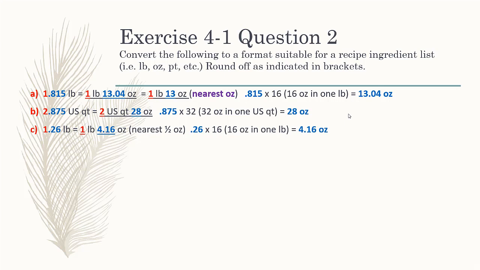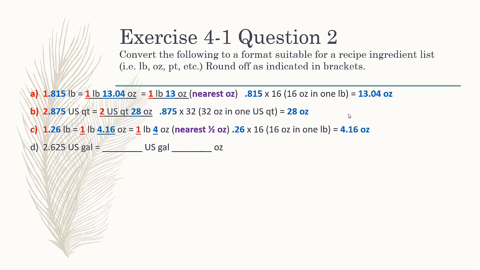We need to round that off to the nearest half ounce. And again, using whatever trick you want, it's either going to be 4 ounces or 4.5 ounces. So 4 or 4.5. Well, 4.1 is closer to 4 than 4.5, so your final answer should be 1 pound 4 ounces.